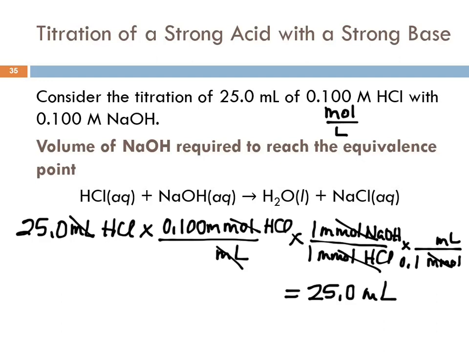Some of you look at that and think, well, duh. But that's the process of writing it out. Once you get that process of writing something out like that firmly in place, then you can start to do some things in your head. So, 25 milliliters. The concentrations of acid and base are equal, and so the volumes are going to end up being equal.